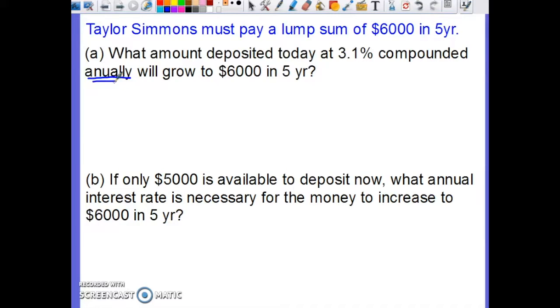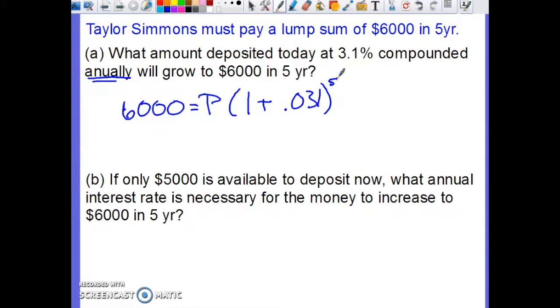So we're trying to find the amount deposited. We know what we want. We want it to equal $6,000. And we don't know what we're going to initially deposit, so that's going to be your variable P. It's going to be 1 plus 3.1%, which is 0.031, and we're dividing that by 1. So we could write it here, but we don't necessarily need to. So we can just leave it as plus 0.031. And we're raising that to 5 years times the number of times it's compounded, which is just, again, 1. So it's just 5 times 1.